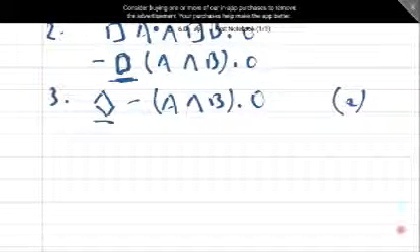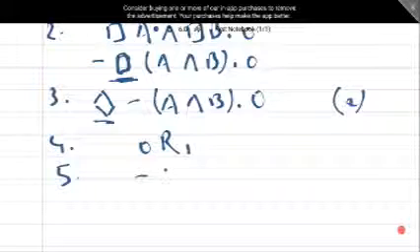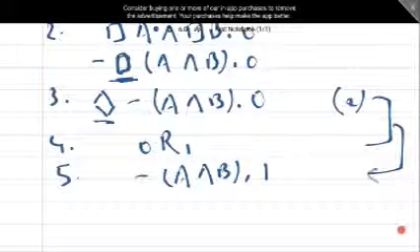Now since we have a diamond, we remember that when we have a diamond we produce a new world, and an introduction of a world is very necessary to remove these shapes of square and diamond. So in step 4 we'll just assume that 0 relates to 1, and this will give us 5: not (A and B) in 1. Step number 5 is coming from number 3 and 4 combined.